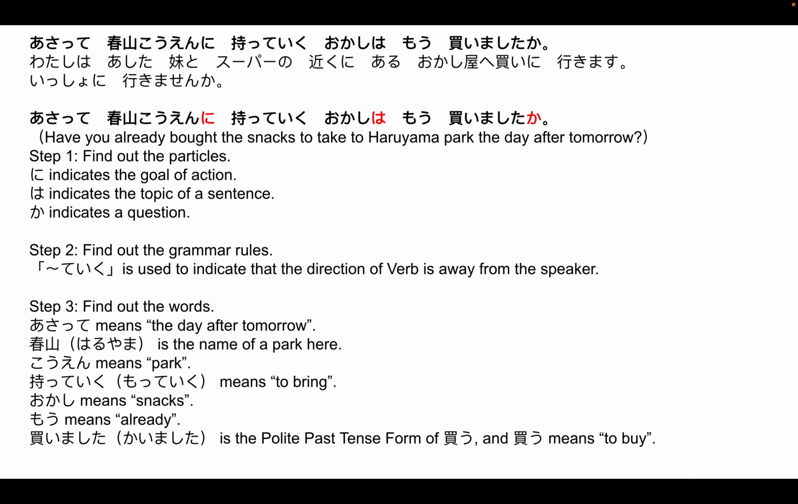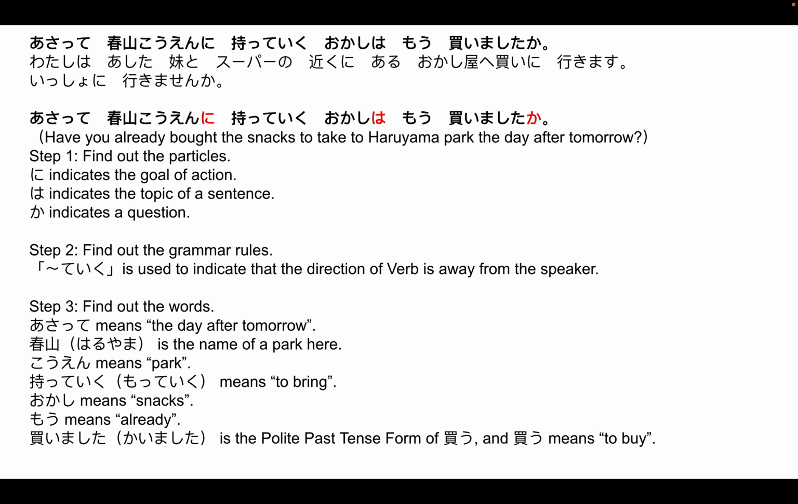あさって春山公園に持っていくお菓子はもう買いましたか。Ni indicates the goal of an action. Wa indicates the topic of a sentence. Ka indicates a question. Let's see step 2. Teiku is used to indicate that the direction of the verb is away from the speaker.